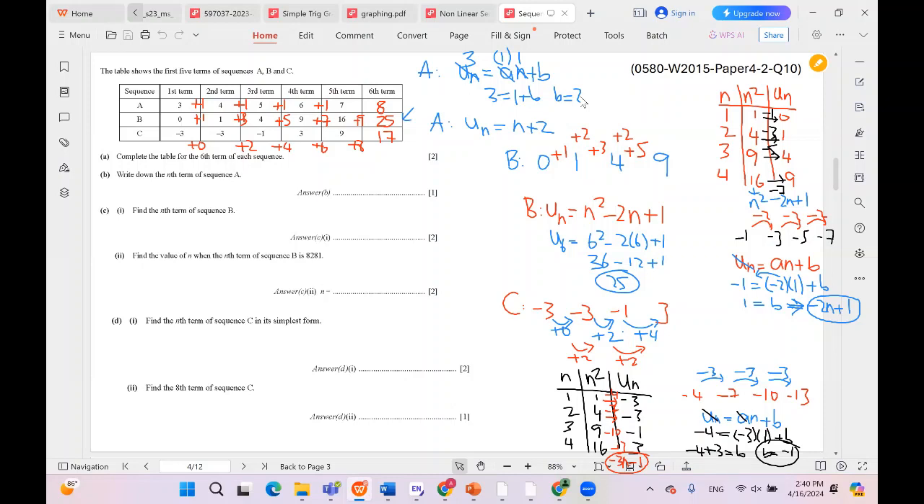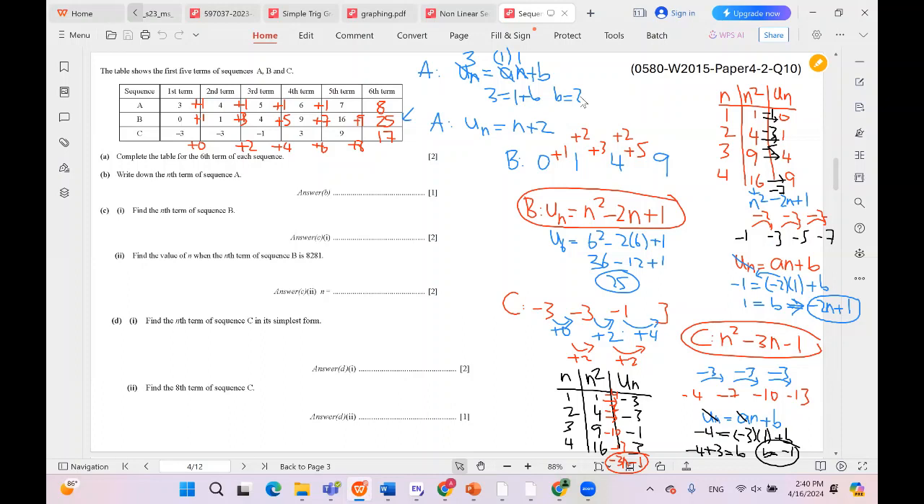So let me just put the sequences in circles so that you understand what's going on. This is the sequence for B. And for C, the sequence is going to be n squared minus 3n minus 1. Again, if you put 6 here, you get 36 minus 18 minus 1. And this gives us 17 as we got in the table.